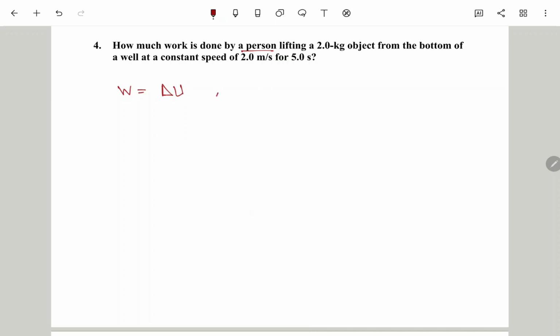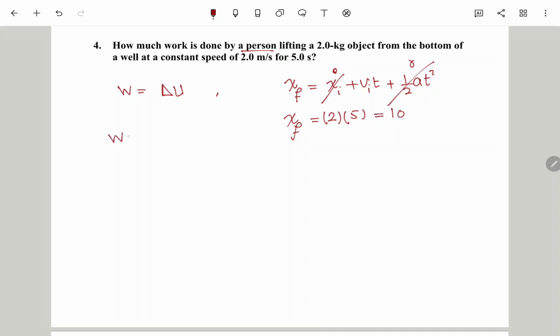Now, to find the work here, we need to find the x final. So x final equals x initial plus v initial t plus half a t squared. Since the object is moving with constant speed, this last part is equal to 0, assuming x initial equals 0 as well. So x final equals v initial, 2, times time, 5, or equal to 10.